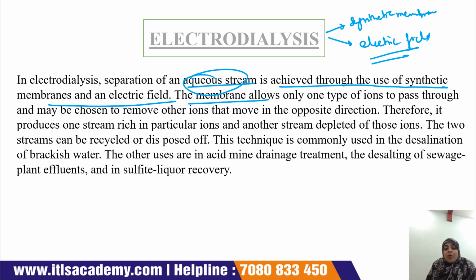The membrane allows only one type of ion to pass through, and it may be chosen to remove other ions that move in the opposite direction. Therefore, it produces one stream rich in a particular ion and another stream depleted of those ions.